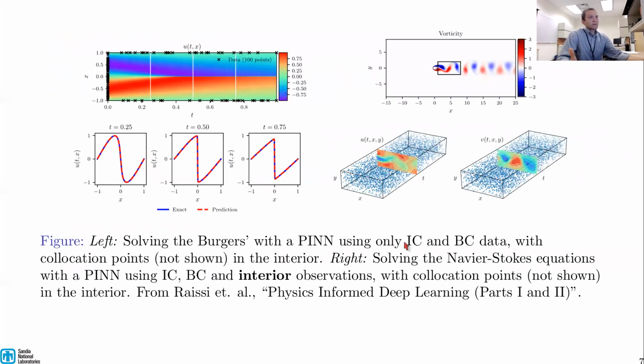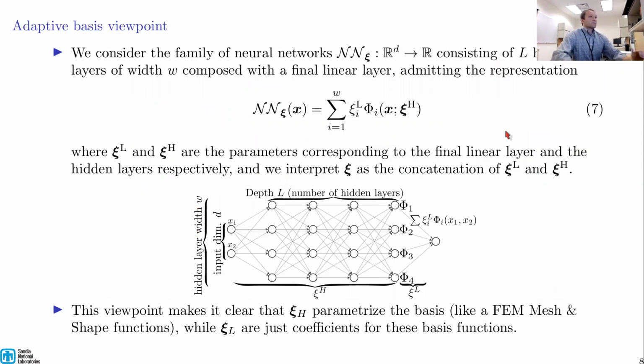And these are just some examples from the classic papers where you can use a pin to basically solve a PDE without using any more information than you would use to solve a PDE, just initial and boundary conditions, and put some collocation points in the interior, or you can put data on the interior as well, like in this example for Navier-Stokes. So that's the background here. All of the work I'm going to show you, the POU nets and everything, is inspired by this adaptive basis viewpoint.